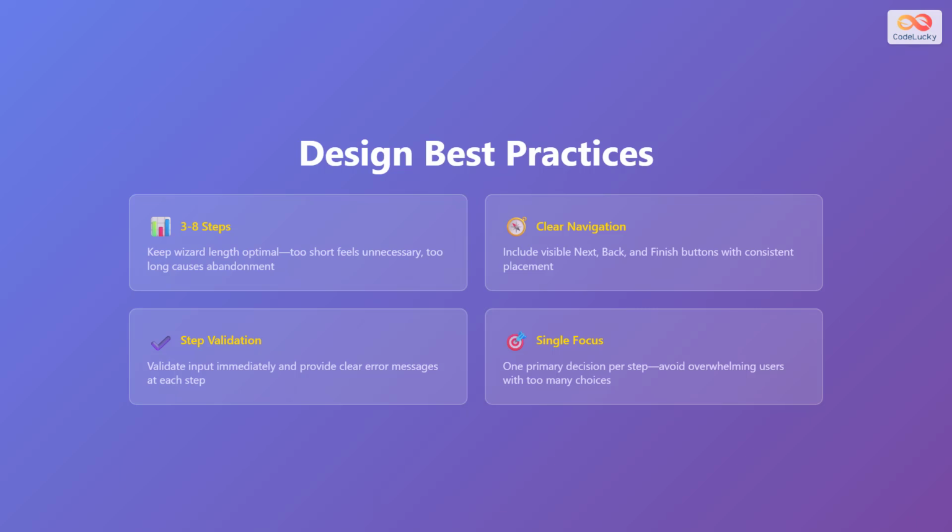When designing a wizard, follow these best practices. Keep the wizard between 3 and 8 steps. Too short and it feels unnecessary. Too long and users abandon it. Use clear navigation with next, back, and finish buttons placed consistently. Validate each step immediately and show clear error messages if something's wrong. Most importantly, focus on one main decision or task per step. Don't overwhelm users with multiple choices on the same screen. Each step should feel simple and achievable.